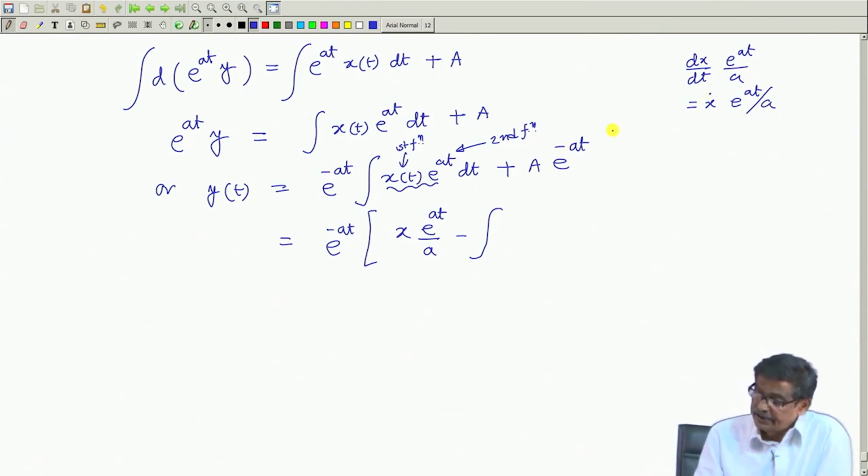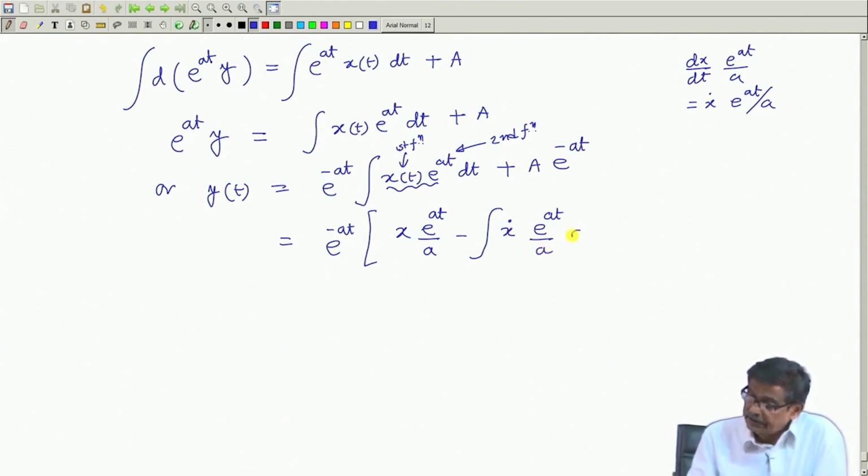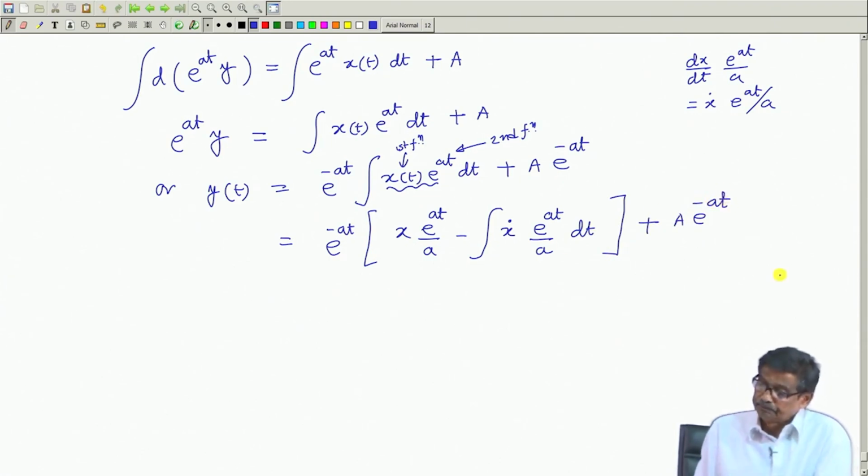Okay, x dot is dx dt. So, the differentiation of the first function, that is x dot, into the integration of the second, e to the power a t by a, where a is a constant number, into dt, and plus of A into e to the power minus a t. This will be the thing.